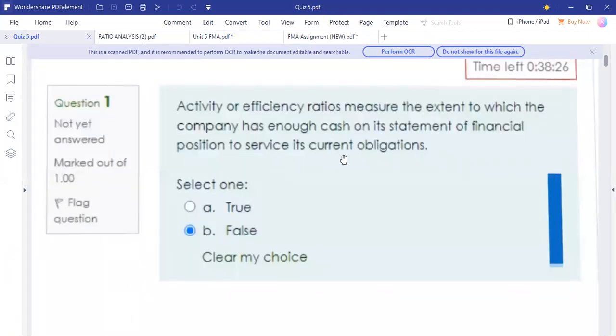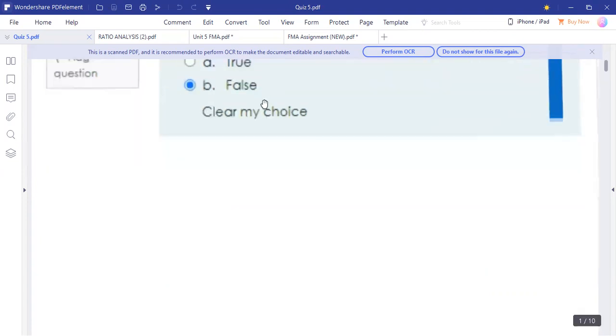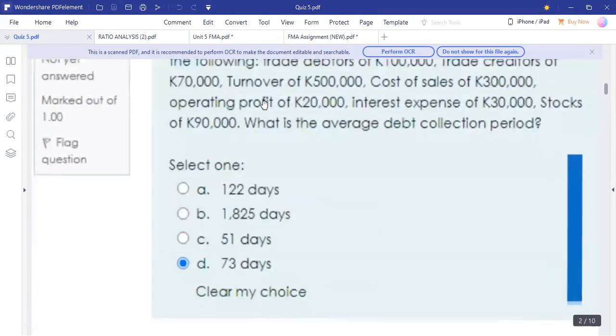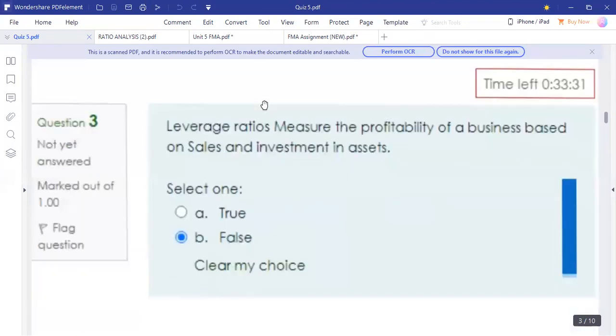So quiz number 5 has the following questions. Activity or efficiency ratios measure the extent to which a company has enough cash on its statement of financial position to service its current debt obligation. Is that true? No. The debt obligations look at which ratio, if I may ask? The liquidity ratios. Question number 2 is a calculation. Said calculations will be on Thursday predominantly.